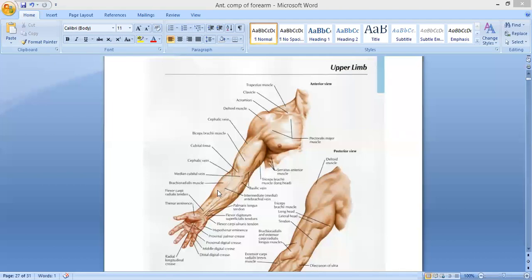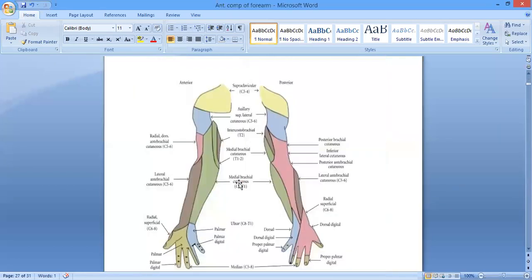When we talk about the skin, we are concerned with the cutaneous innervation, that is, which nerves supply the skin of the region. So, the cutaneous innervation of the forearm. The forearm extends from the elbow to the wrist, right?